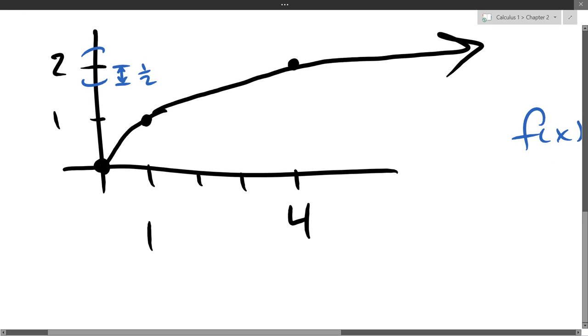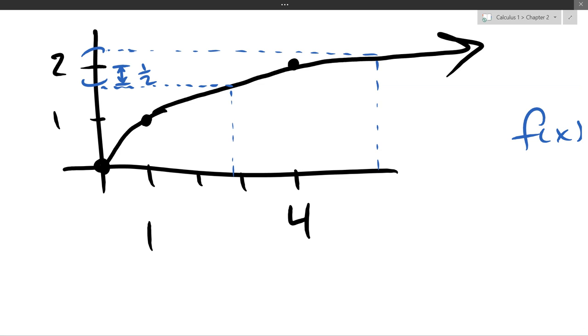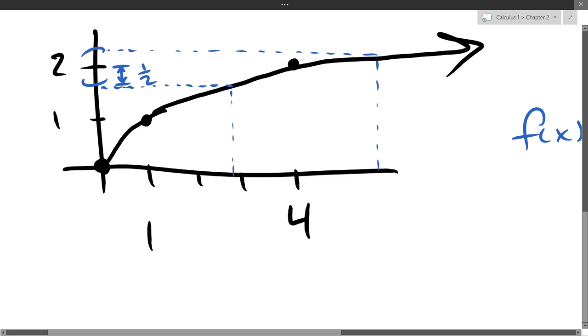All right, I want to know how close I have to be to 4 in order to get my y value within 1/2 of 2. If we look on the graph, basically you go across here and then trace downwards. How close to 4 do I need to be? I need to be right here, this close.